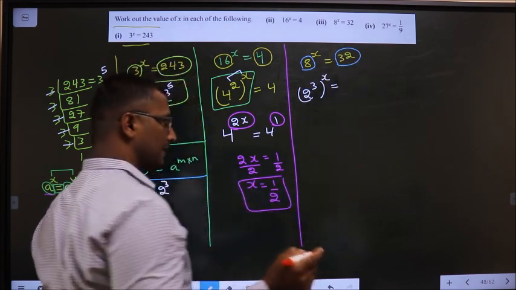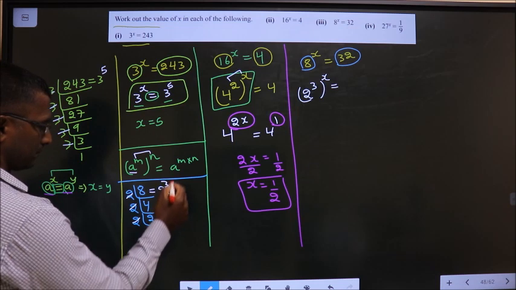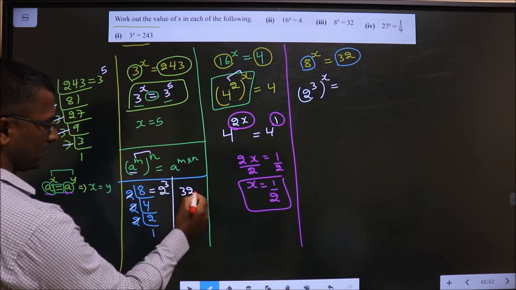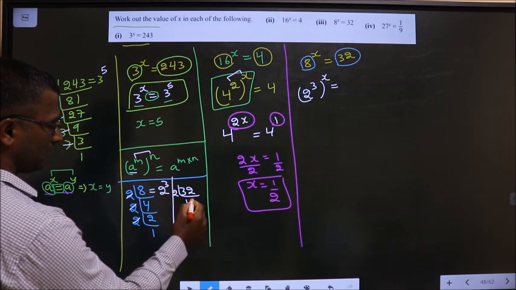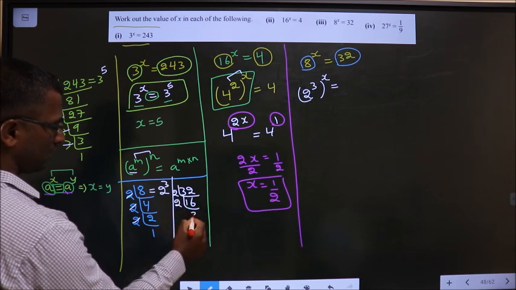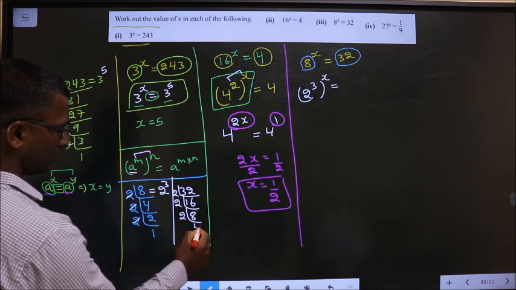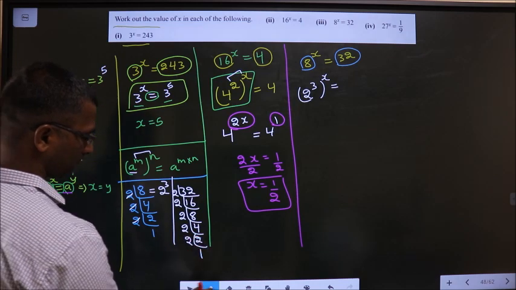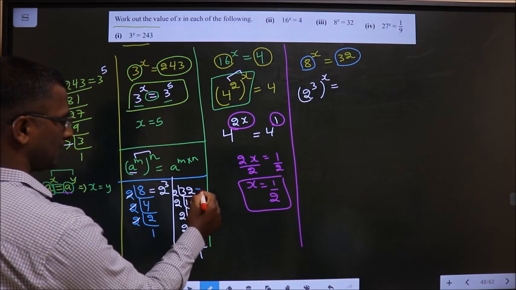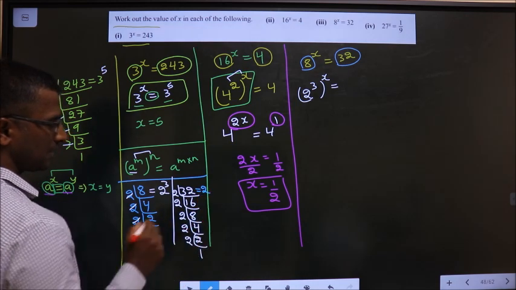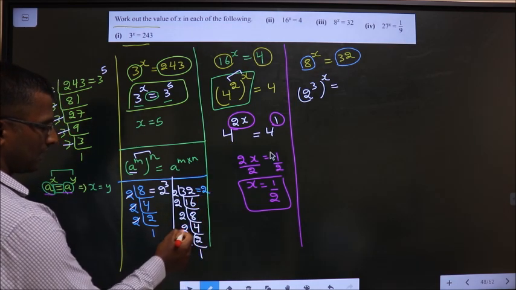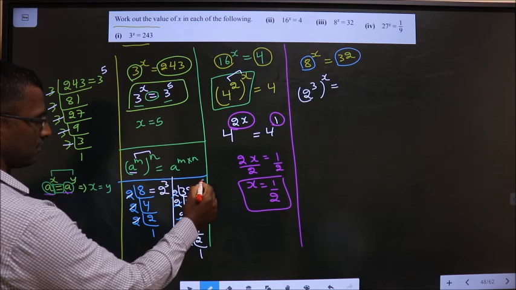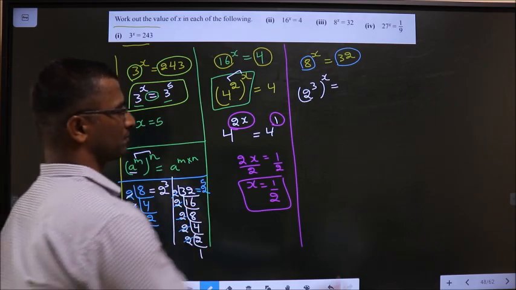Now take the LCM for 32 as well. So again 2 16, 2 8, 2 4, 2 2s and 2 1. So 32 is nothing but 2 power. How many times did you get 2? 1, 2, 3, 4, 5. So 2 power 5.